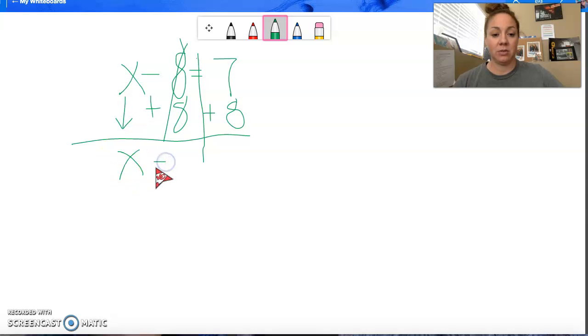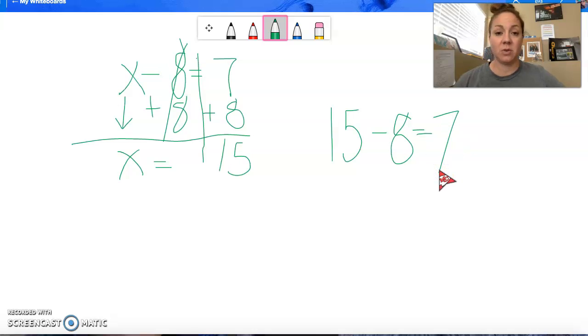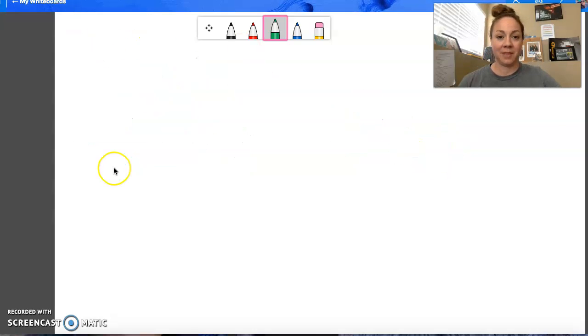X equals, what's 7 plus 8? And hopefully you got 15. So x equals 15. Does that make sense? If we set this up, we replace the x with 15, and we say 15 minus 8 equals 7. Did we do our work correctly? Okay, let's try using the addition property of equality in a real-life kind of situation. And at the end of the video, you guys will have a few problems that you need to do on your own in your notes.